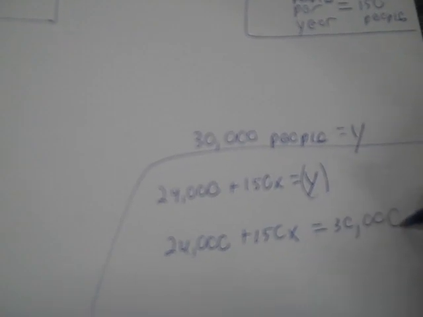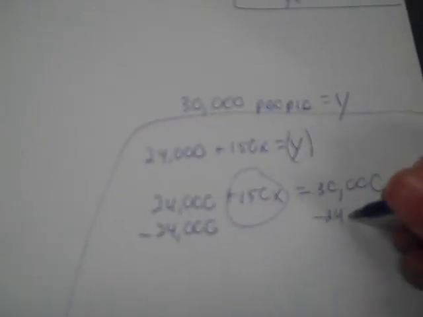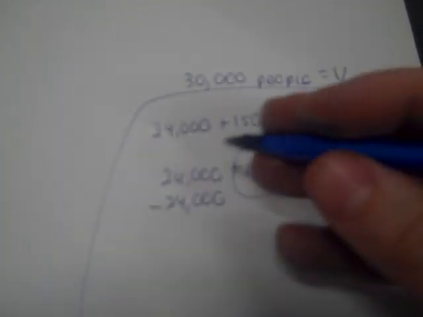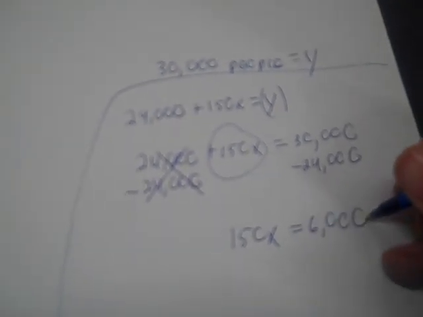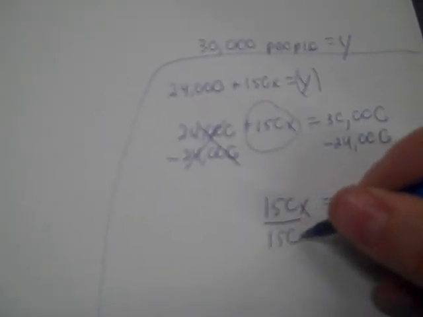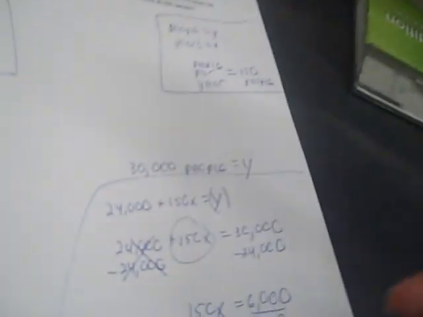Now get the x by itself. So it's being multiplied by 150, but first you've got to minus the 24,000. Okay, 30,000 minus 24,000 is 6,000. So we have 150 times x equals 6,000, and then we divide both sides of the equation by 150. So 6,000 divided by 150 is 40. So it's going to take 40 years for the population to get to 30,000 at that rate, assuming the rate progresses the same way.